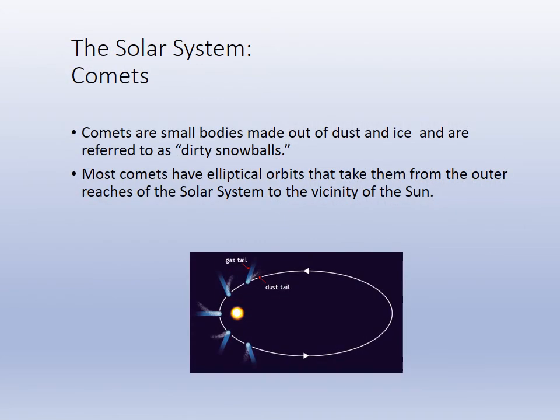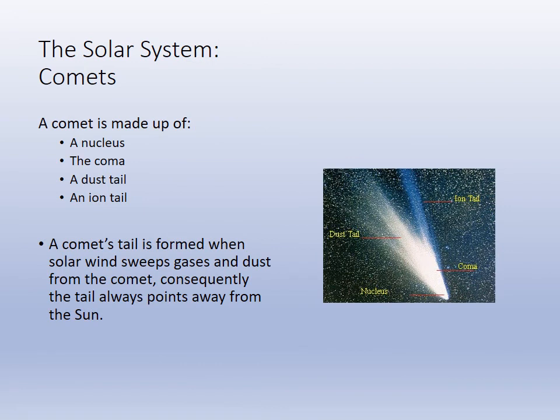Comets are huge ice and gas clouds. Notice they take wide, cigar-shaped elliptical orbits around the sun, and the tail always points away from the sun because the tail is actually formed by solar wind, not the comet moving. So here's an actual comet and its parts. The nucleus is the snowball itself, the coma, ion, and dust trail.